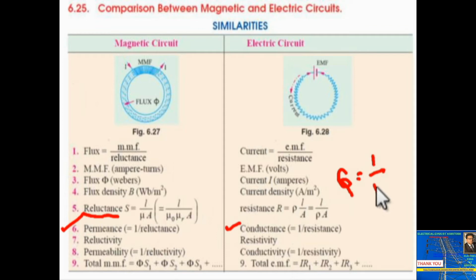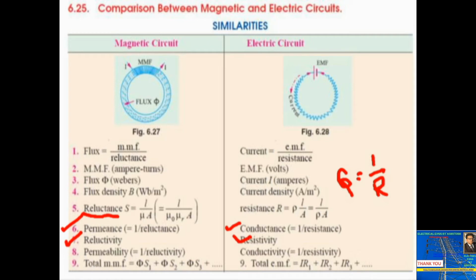So G is conductance and R is the resistance. These are inversely proportional. Here, point 7, reluctivity will be there, and here resistivity will be there in the electric circuit. Then you see, point 8, permeability is equal to 1 upon reluctivity. In electric circuit, conductivity is equal to 1 upon resistivity.